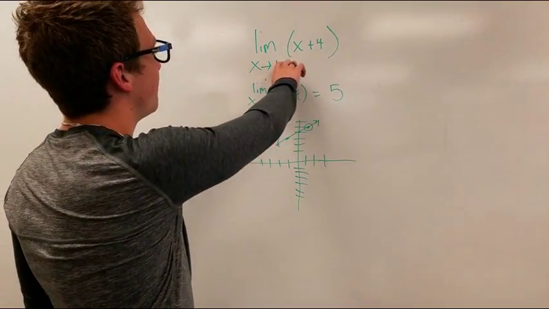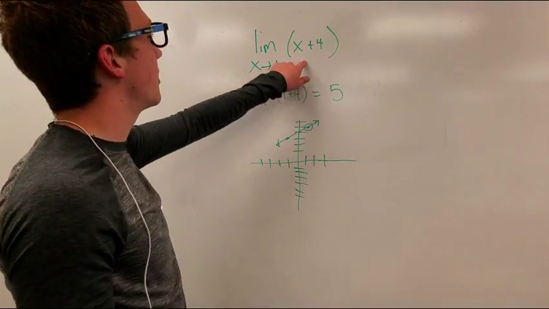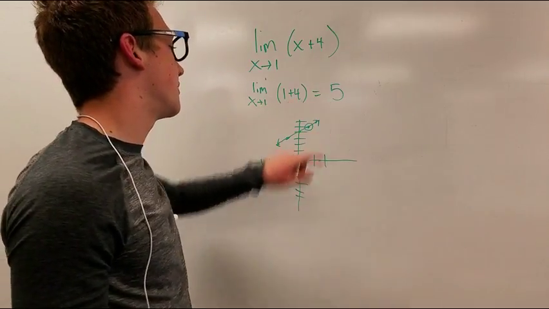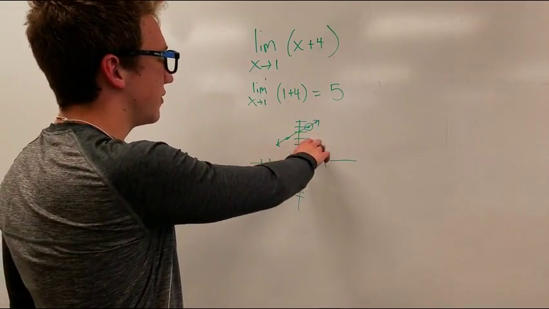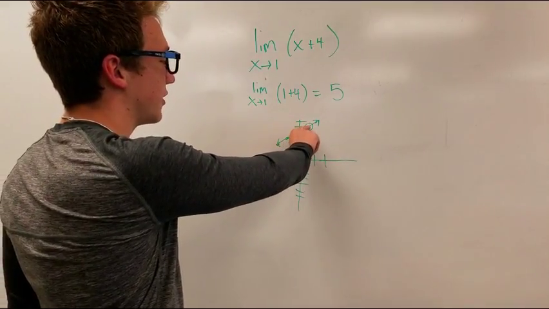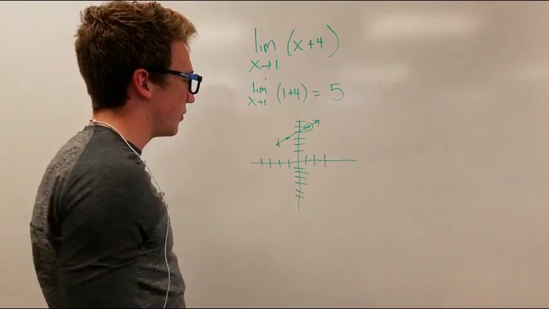So if you say the limit as x approaches 1 of x plus 4, you plug in 1 and the answer is 5. And you can see it on the graph how from both sides, if you get closer and closer to x equals 1, then the limit will equal 5 on the y-axis.